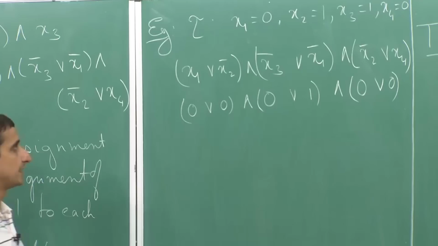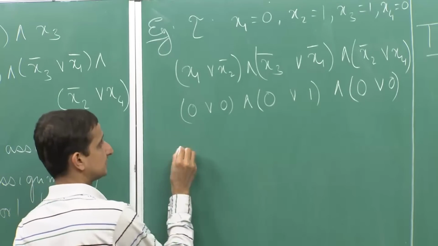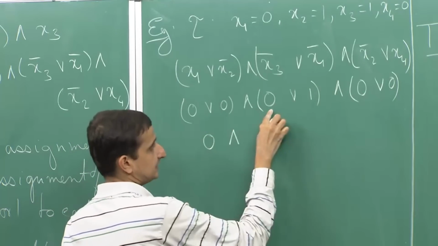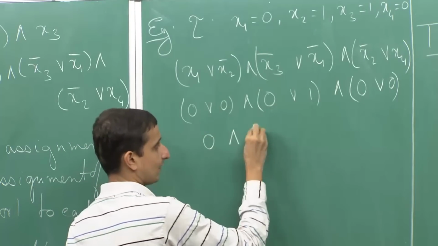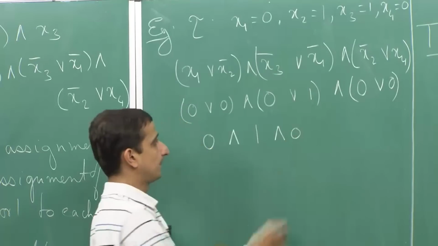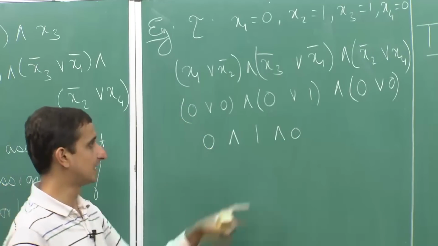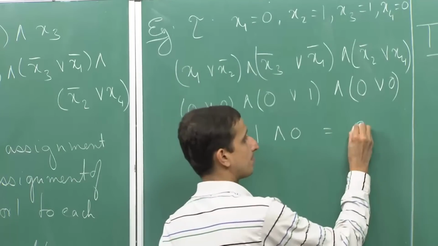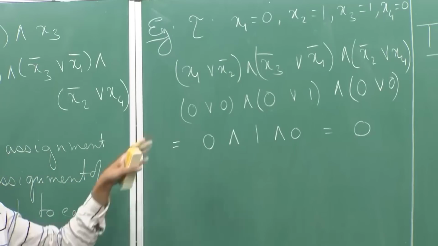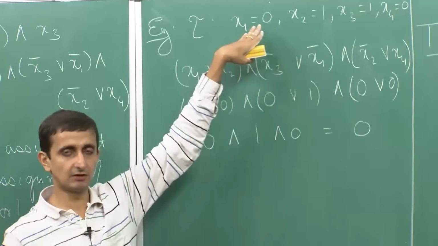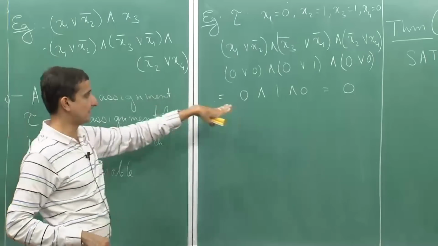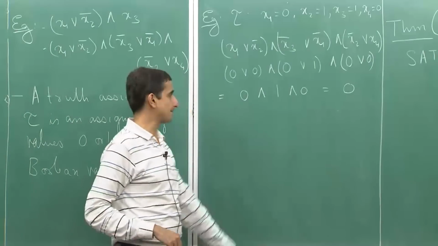Now if I evaluate this, 0 or 0 is a 0, 0 or 1 is a 1, and 0 or 0 is again a 0. And now I have AND of 0, 1 and 0, which is equal to 0. So, under this truth assignment, the Boolean formula evaluates to 0.